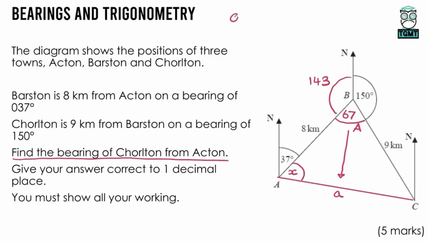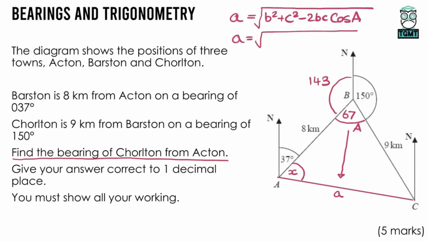So for A, it's the square root of, and you can write a squared equals and then do the square root if you prefer, but it's b squared plus c squared minus 2bc cos A. So the value of A will be the square root of, and we have 8 squared plus 9 squared minus 2 times 8 times 9 cos, and then we have 67.